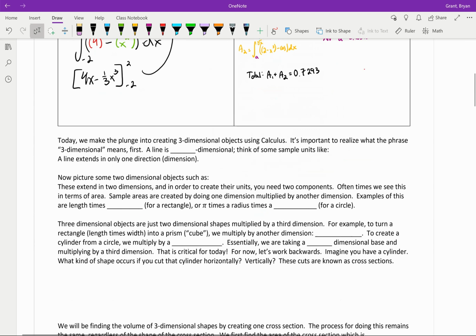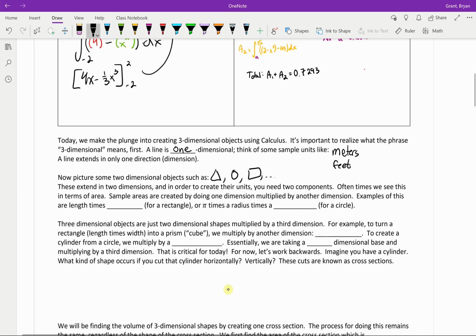Now, first thing we need to remember is, what is three-dimensional? Well, we should know that a line is one-dimensional, right? And some sample units of one-dimensional might be meters or feet or anything like that. Okay. Now, let's picture some two-dimensional objects. Two-dimensional objects, we could have a triangle, a circle, a square, anything like that. These extend in two different dimensions. Think of them as axes. They extend in an x direction and a y direction. And in order to create units for one of these, you need two components.